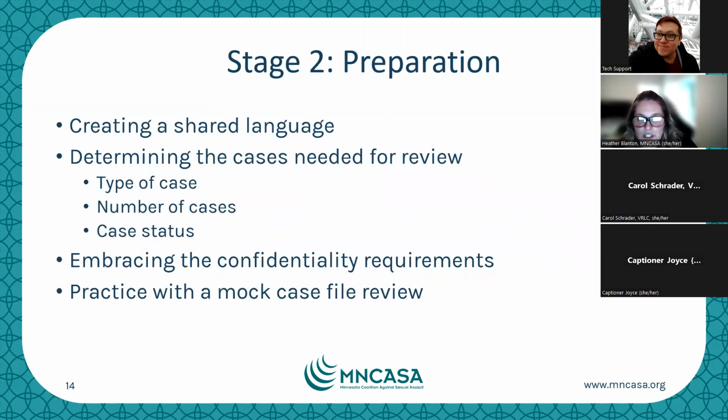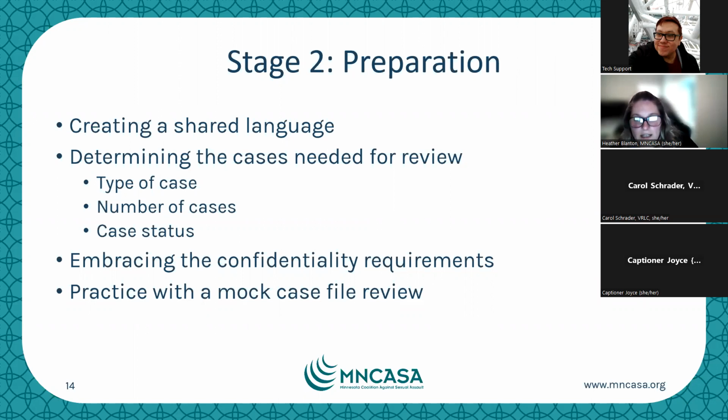Okay, so moving on to stage two, which is preparation. The SART is laying the groundwork for the actual case file review during this stage. By creating a shared language, the team can focus on developing shared definitions for common terms used during the review. For example, having a shared definition of what you mean by consent, sexual violence, and underserved communities will help ensure the team has a shared understanding of that terminology moving forward.